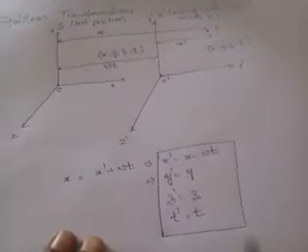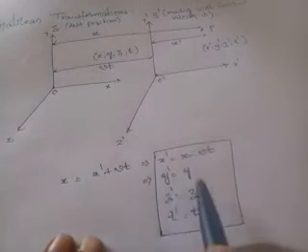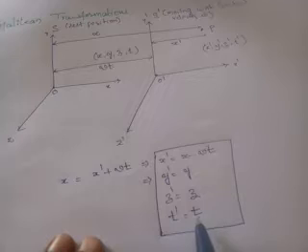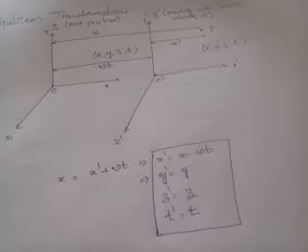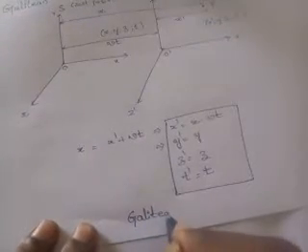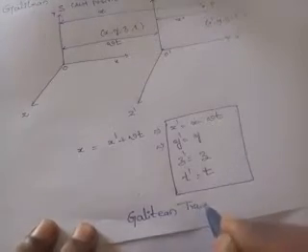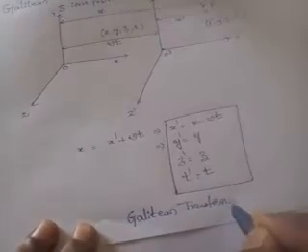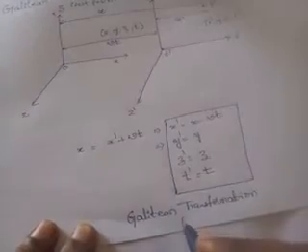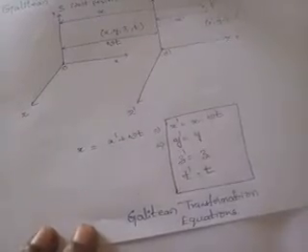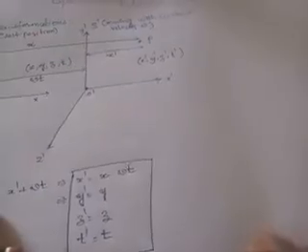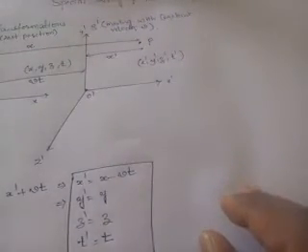You must remember: x dash is equal to x minus vt, y dash is equal to y, z dash is equal to z, and t dash is equal to t. These four equations are called Galilean transformation equations. Now let us see a few more equations, the inverse Galilean transformations.